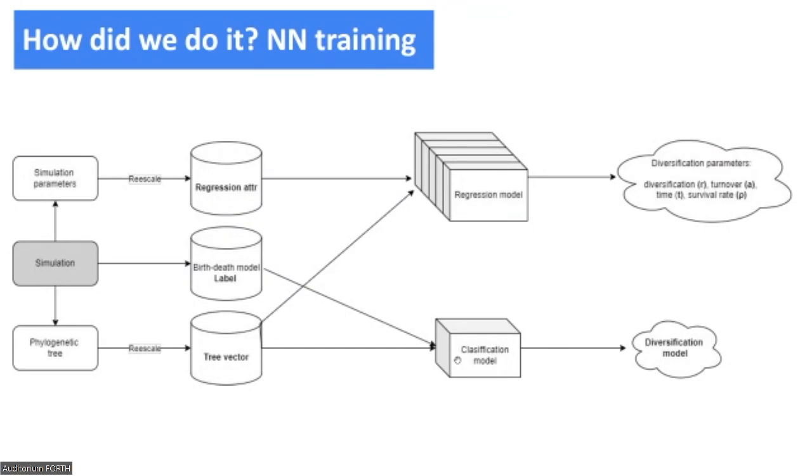Here we see the workflow that we follow for our training design. Each vectorized tree of the different scenarios was used to train one classification model in order to classify the different scenarios. Also, the parameters used for the simulation and the encoded trees of each scenario were used to train 5 regression models, one for each diversification scenario.